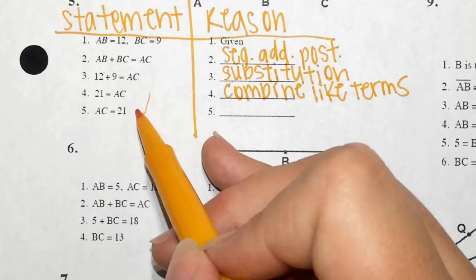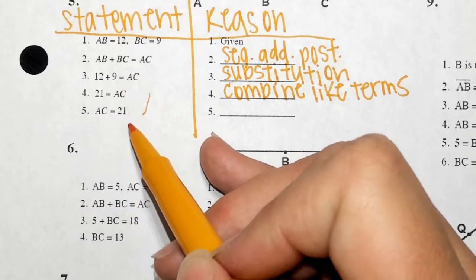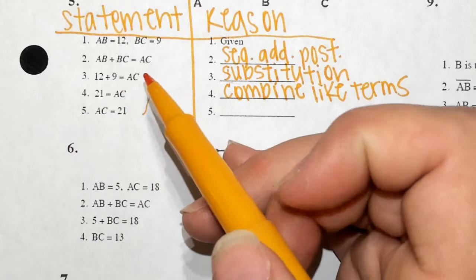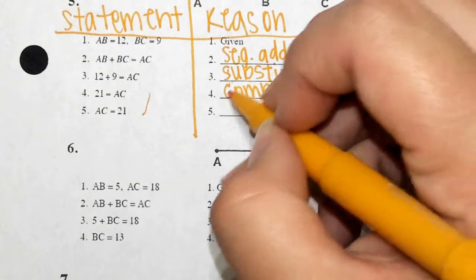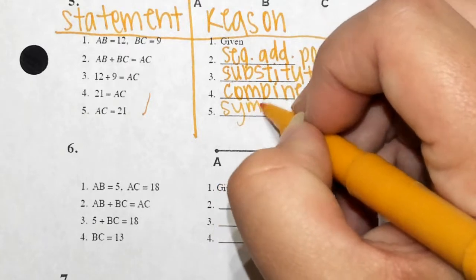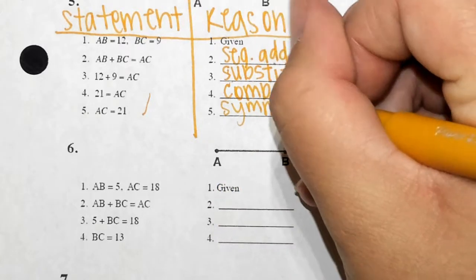Now, what happened from 4 to 5? They switched, which you know is a property. What's it called? Symmetric. Good. See, this isn't too bad yet, is it?